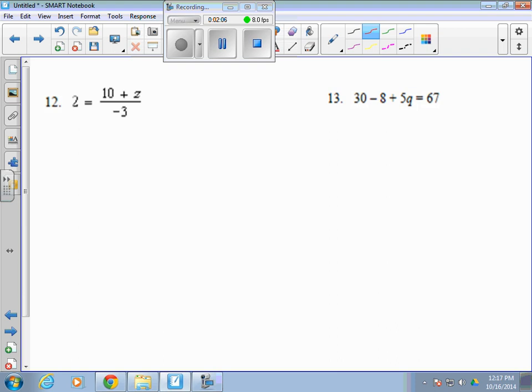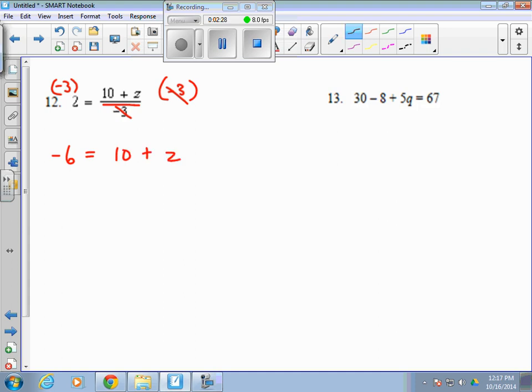Number 12, just like the one we did a minute ago. 2 is equal to 10 plus z over negative 3. You can't take away 10 plus z. You can't take away the plus 10 part. So take away the division of negative 3 by multiplying by negative 3. It'll cancel it out. If you do it there, do it here. Negative 3 times 2 is negative 6 equals 10 plus z.